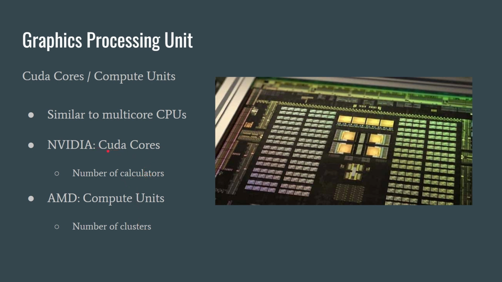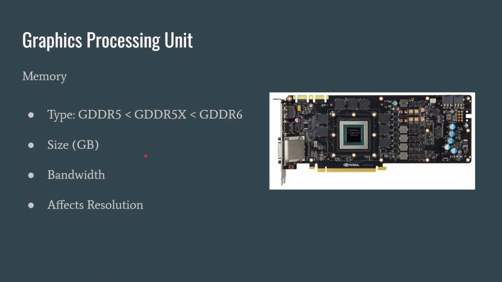Because typically you'll see there's 10,000 CUDA cores, whereas there's only like 100 compute units. That's because the compute units are essentially clusters of CUDA cores. So then for memory, GPUs actually have their own memory built in, and this is a special type of memory. It's called GDDR memory, and it comes in different flavors. So GDDR5 and GDDR5X and GDDR6, sorry.